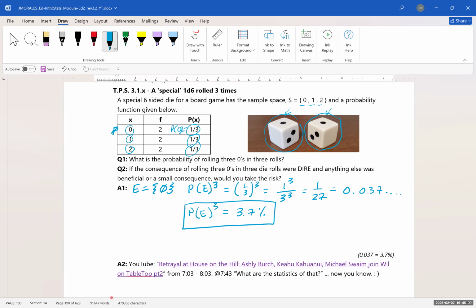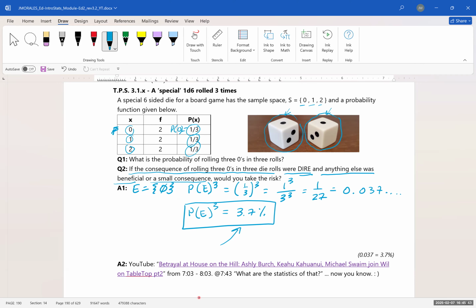Now, the second question is, if the consequence of rolling 3 zeros in 3 die rolls were dire, meaning if you got 3 zeros in 3 die rolls, that was severely bad in this board game, and anything else was beneficial or of small consequence, would you take the risk? If the risk was only 3.7% of something really bad happening, would you take that chance and roll the 3 dice?